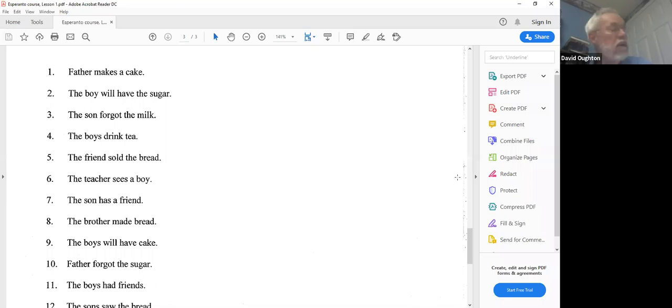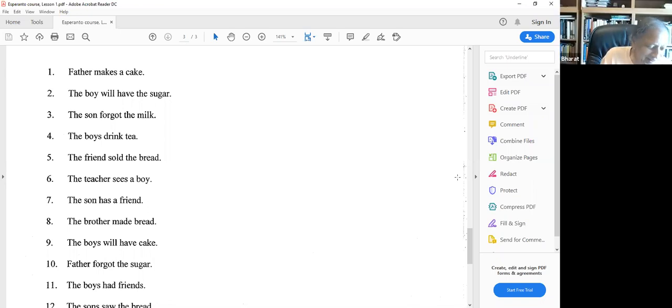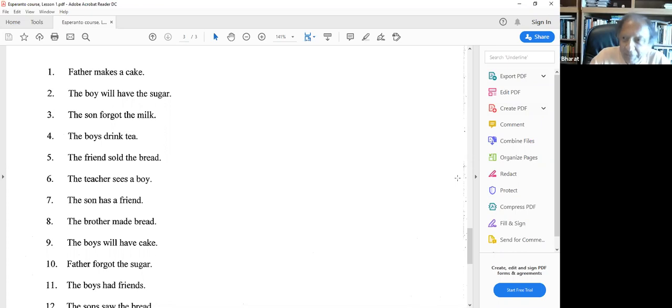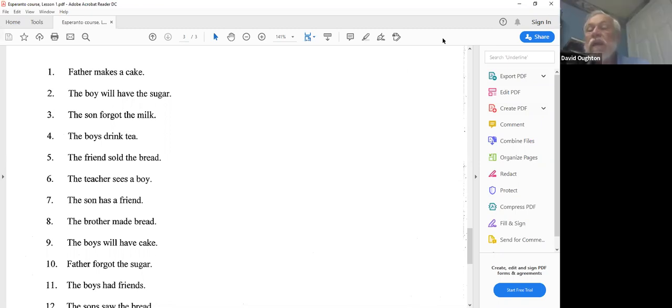what about Bharat? The boy will have the sugar. I'm a little embarrassed because I haven't really gone through it, so that's fine. I understand the logic completely of present, past, future, but I don't have the words for the nouns. That's okay, fine. So Leo, can you do number two?